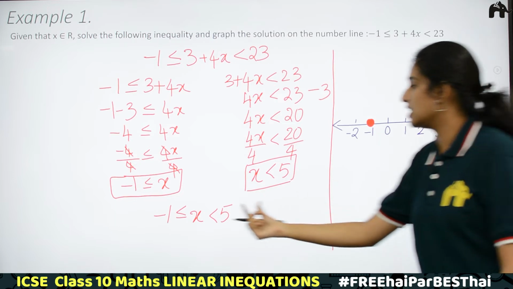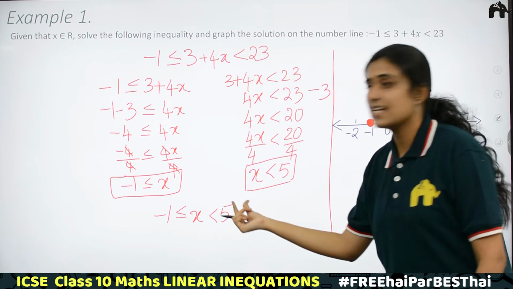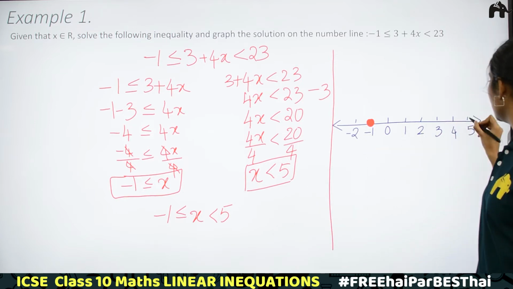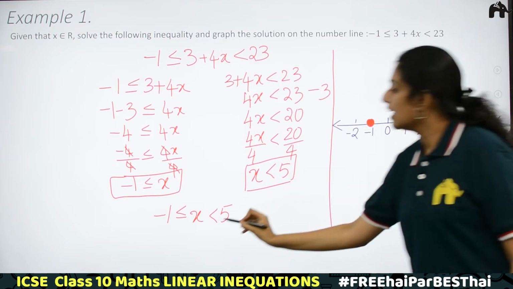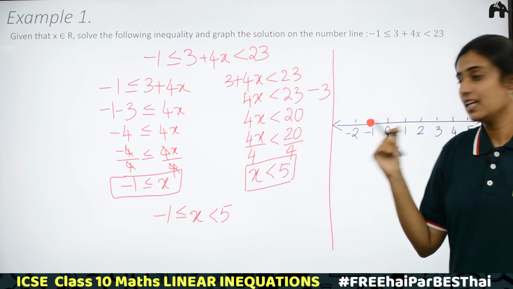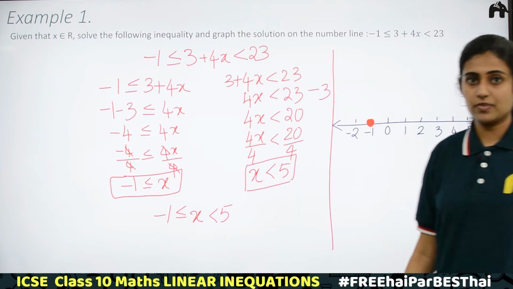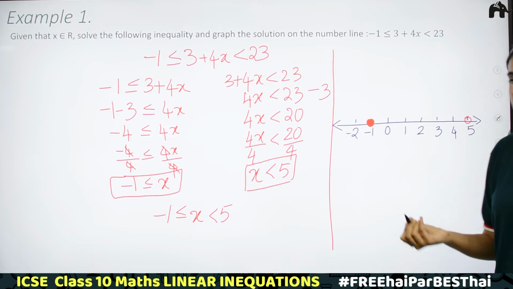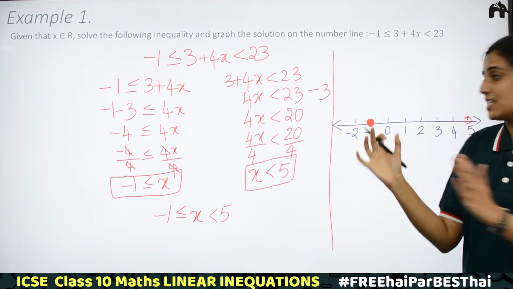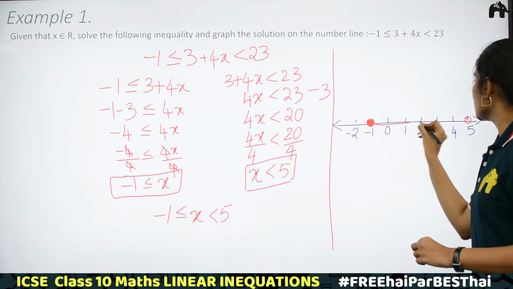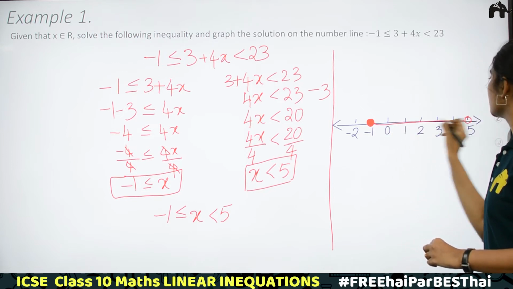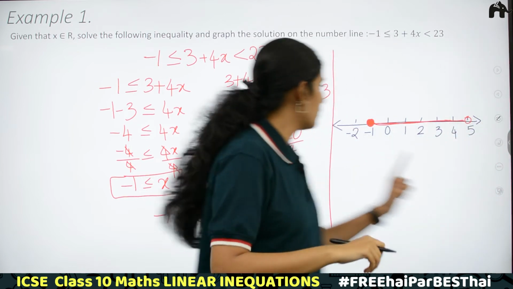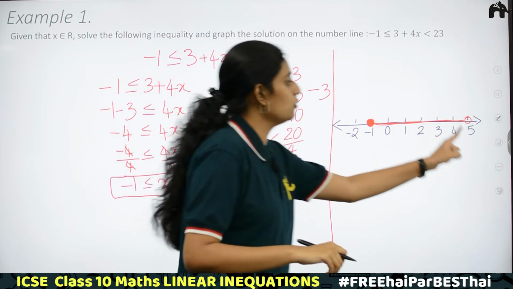Now the second condition. The value of x is less than 5. We have to find 5 on the number line. Here we have 5. Inequality is strictly unequal. Okay. Therefore, we have to use a hollow circle. Now, the range is represented by darkening these values. From minus 1 to 5.